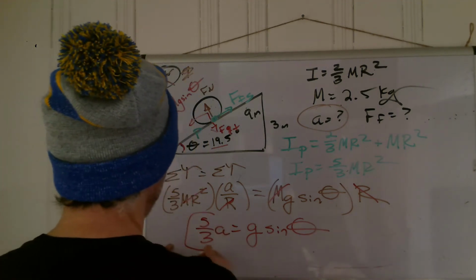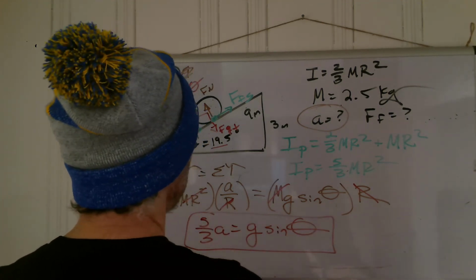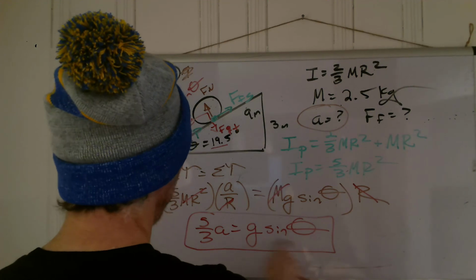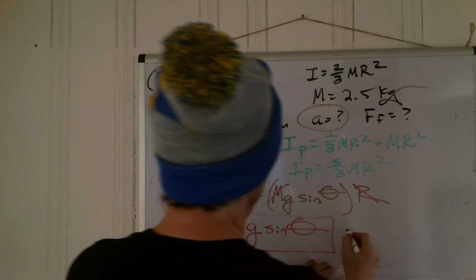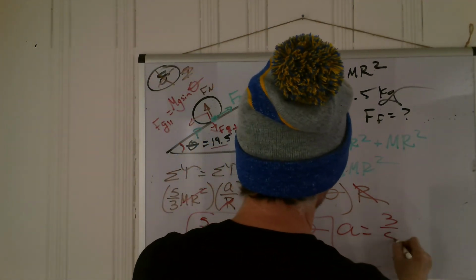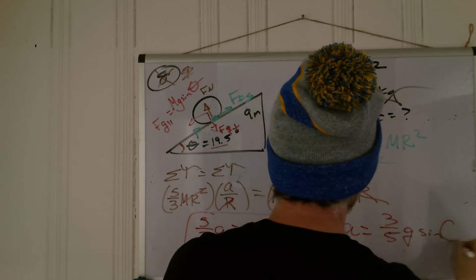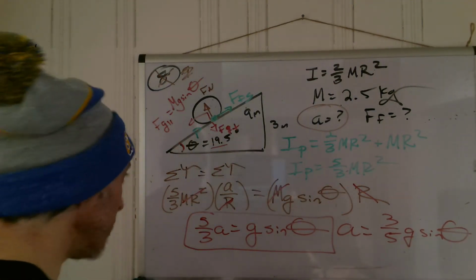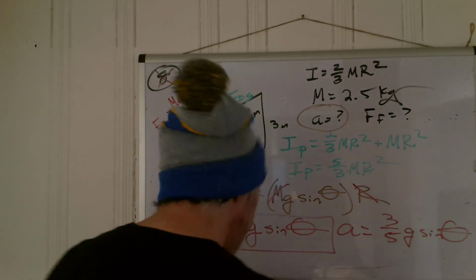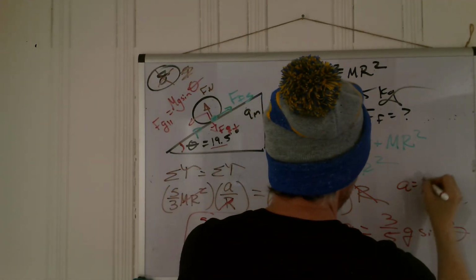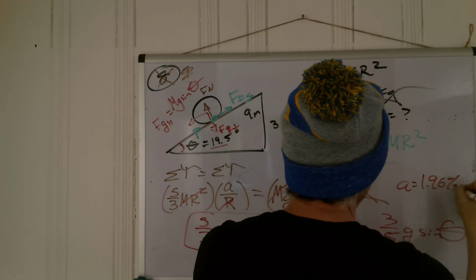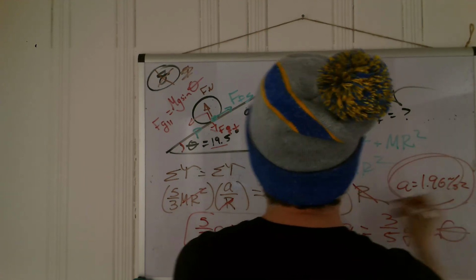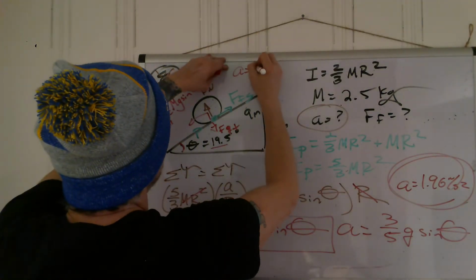What are we trying to do? We know the angle, so we can find our acceleration. So a is going to be 3/5 g sine theta. There's our acceleration. If you solve that, you end up getting 1.96 meters per second squared for your acceleration. Let's make a note of that up here.